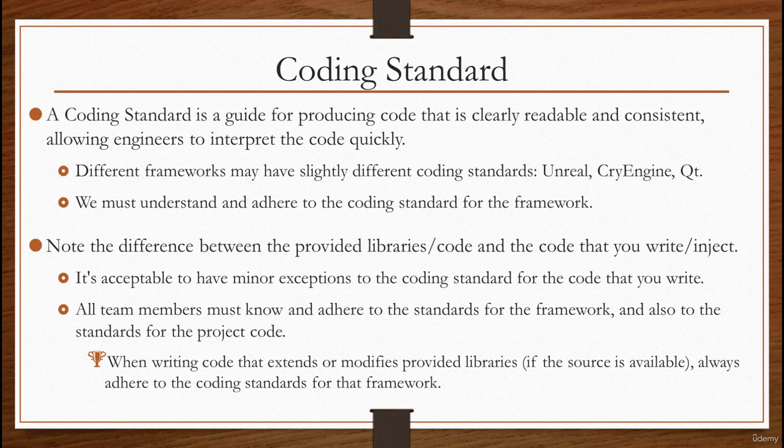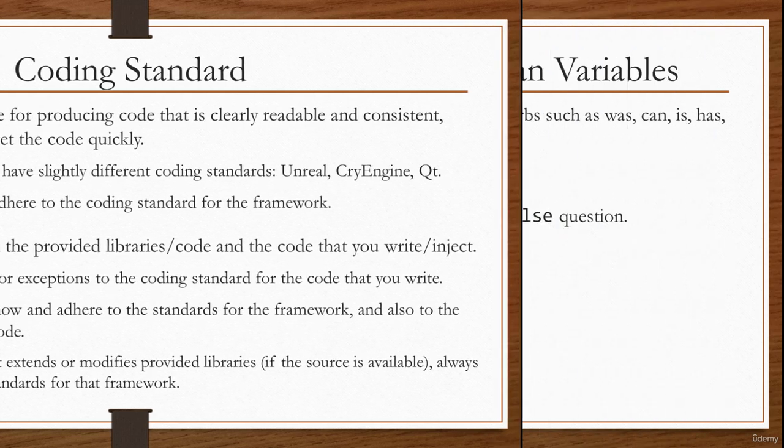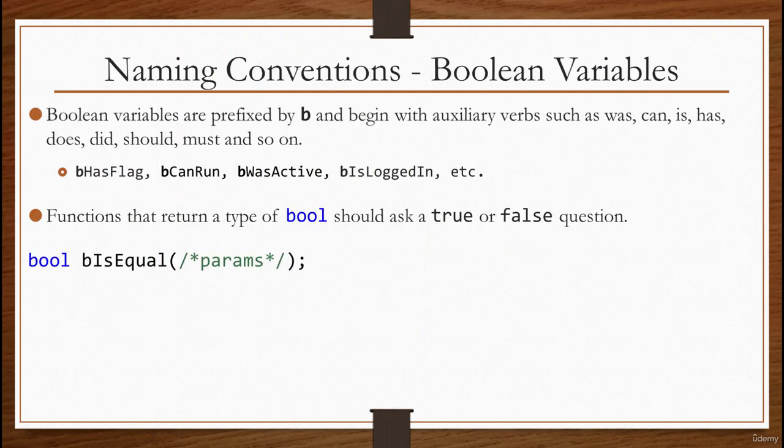All team members must know and adhere to the standards for the framework and also to the standards for the project code. So this needs to be clearly laid out. And for newcomers, new members on the team, you may want to lay out why those changes were made in the first place and why those differences exist. Alright, let's continue talking about the conventions that I prefer to use.